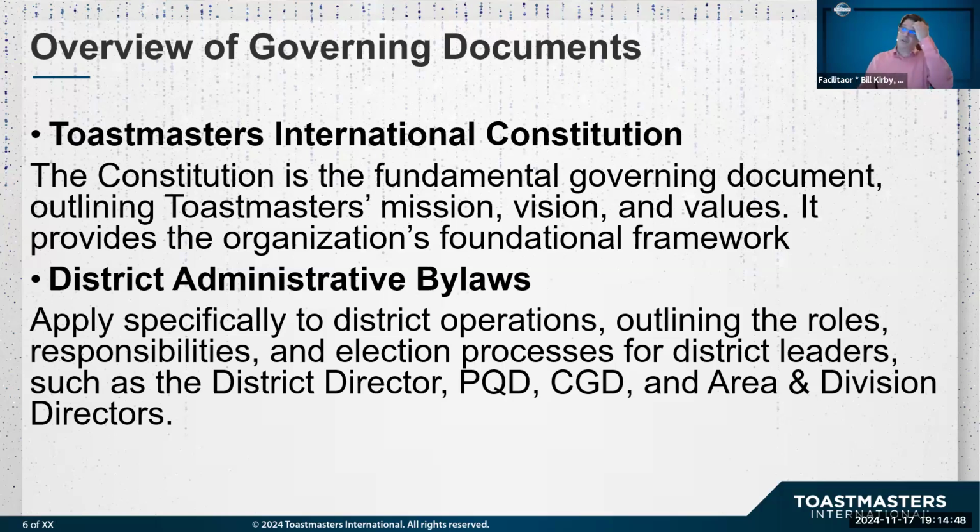So, the Toastmasters International Governing Documents and the International Constitution. Well, the Constitution is the highest level document, and it outlines the organization's mission, vision, and values. It's going to provide that framework for Toastmasters, which provides us our purpose, emphasizes our goals of fostering communication and leadership around the world. And the Constitution defines the core governance structure and the principles that all clubs and members need to follow if we're going to be successful.